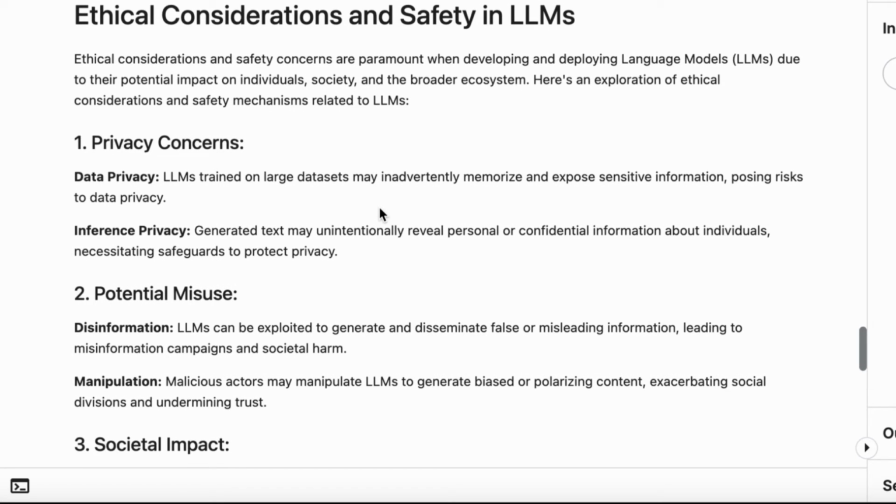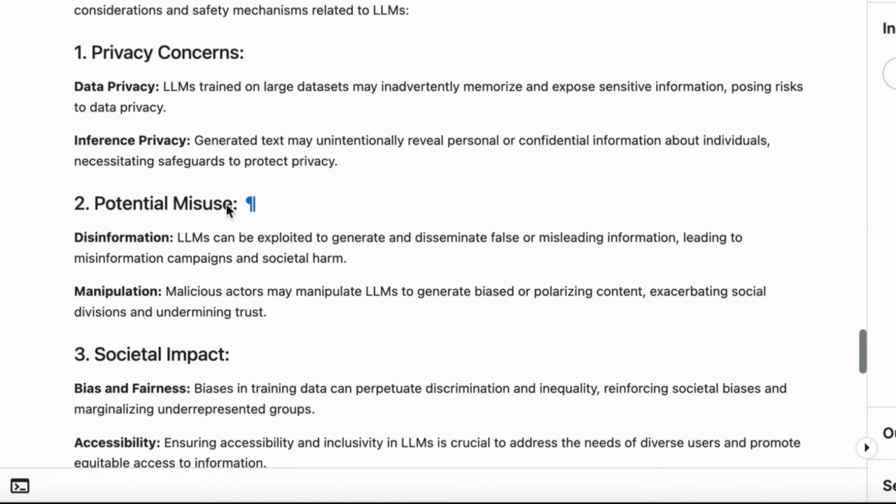A large language model may inadvertently memorize and expose sensitive information, posing a risk to data privacy. If I pass my sensitive information to a large language model to generate something on that, the model will memorize it and may expose that information somewhere around the world, so that's a concern about customer privacy. And then we also talk about the potential misuse.